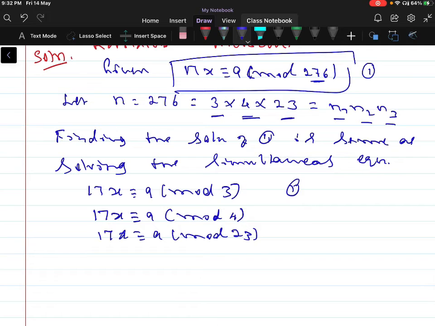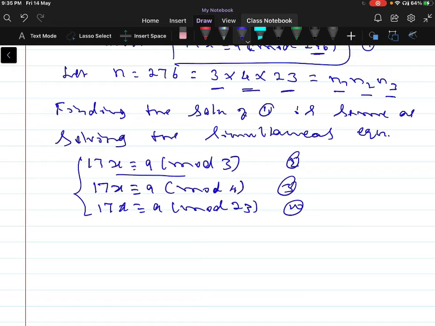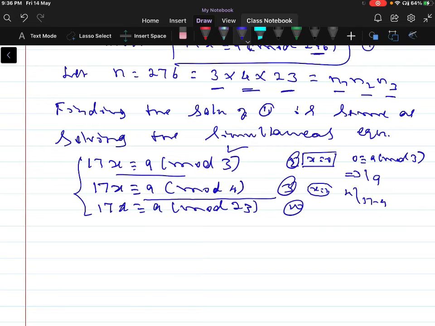This is called equation 2, 3 and 4. For equation 2, when x is equal to 0, 0 is congruent to 9 modulo 3, so 3 divides 9. Therefore x equal to 0 is a solution of 2. For the second equation, I take x equal to 1: 4 divides 17 minus 9. Therefore x equal to 1 is a solution of congruence equation 3.